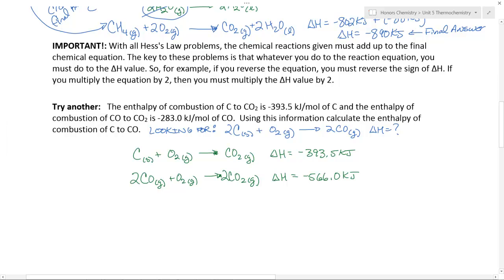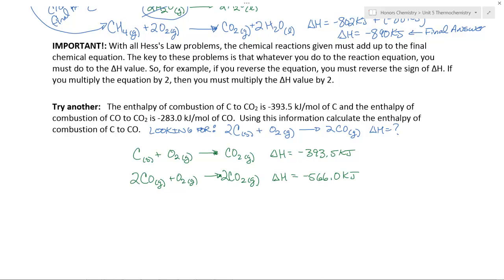When you look at the numbers, that number doesn't appear anywhere. Well, if you read it, it says the enthalpy of combustion of CO to CO2 is negative 283 kilojoules per mole of carbon monoxide. And I have 2 moles of it, so I had to double it to get there. So these are the two reactions we're going to use to ultimately get to our final reaction.